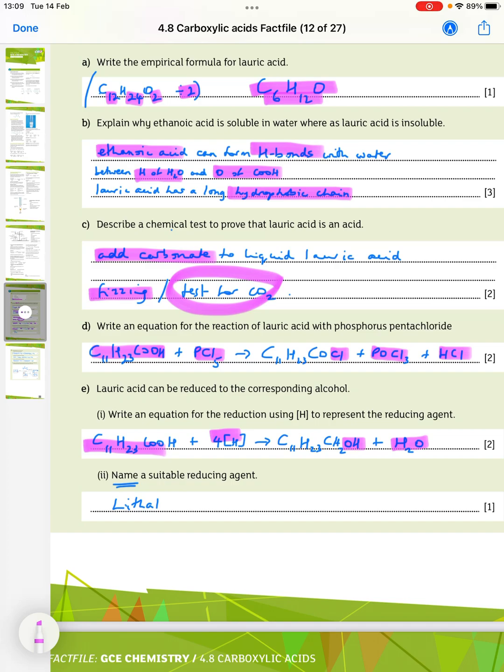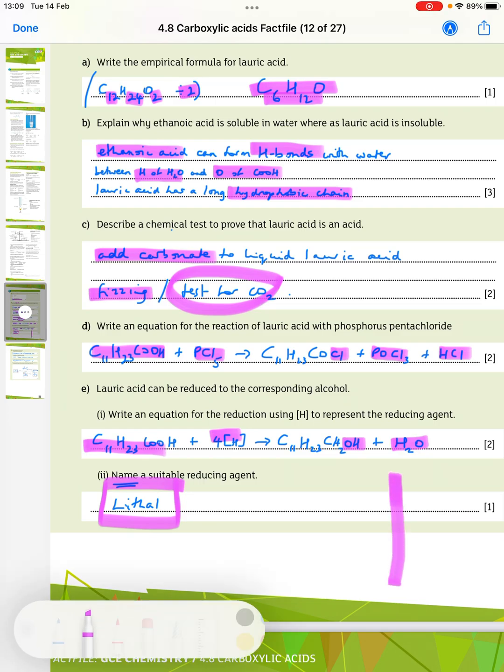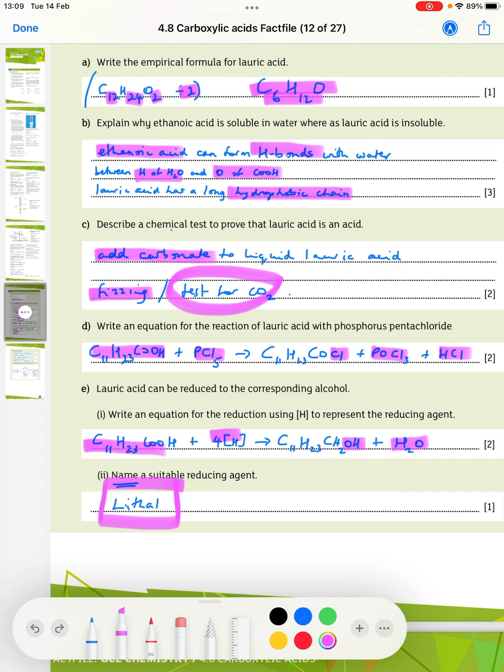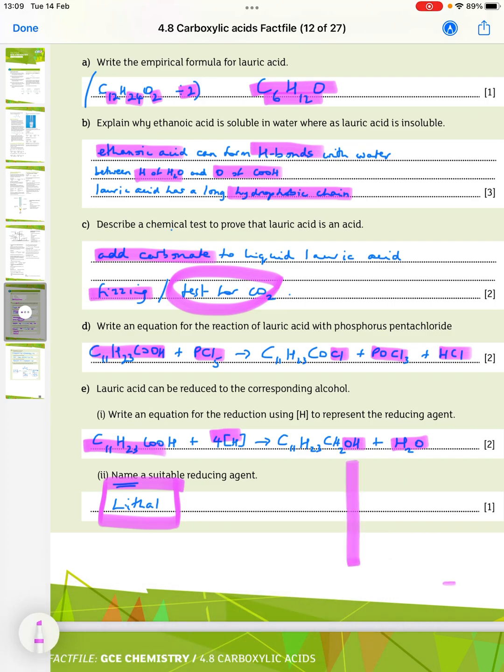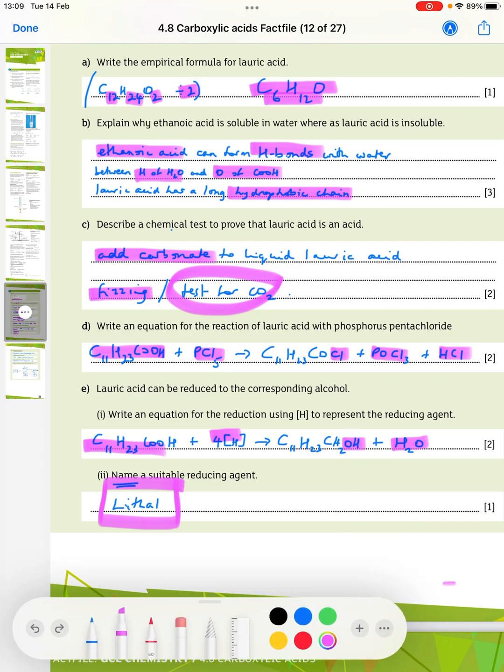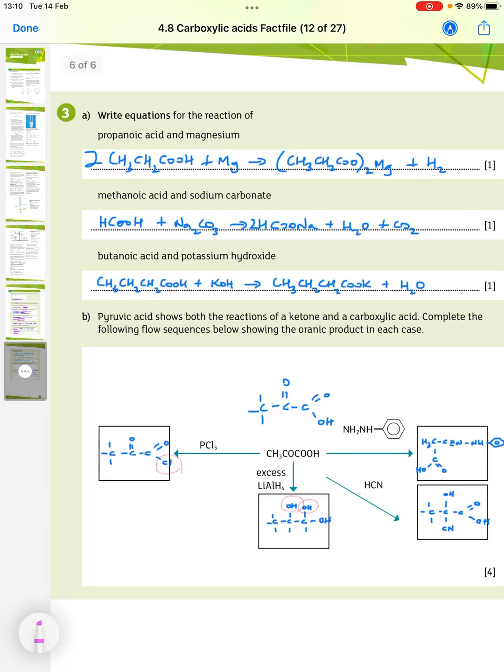And then name a suitable reducing agent. Well, it's LiAlH4, lithium aluminium hydride. Just be careful. Don't write the formula there. You can give the longer name for it if you want, but the short name will be perfectly fine. It's acceptable.